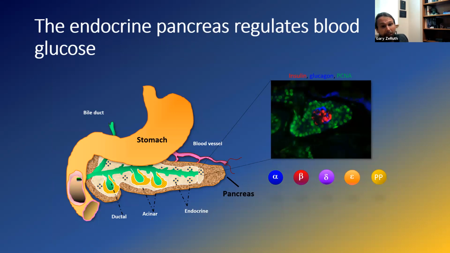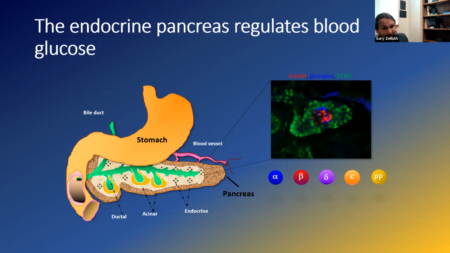At the heart of diabetes lies the pancreas, which is the organ responsible for regulating blood glucose. The pancreas is made up of three major types of tissue. You have the acinar cells, or the exocrine cells, and their job is to produce digestive enzymes, particularly amylase, trypsin and chymotrypsin, to digest fats and carbohydrates in the diet. And then you have your ductal cells of the pancreas, whose job is to transport those digestive enzymes from the exocrine portion into the duodenum of the stomach.